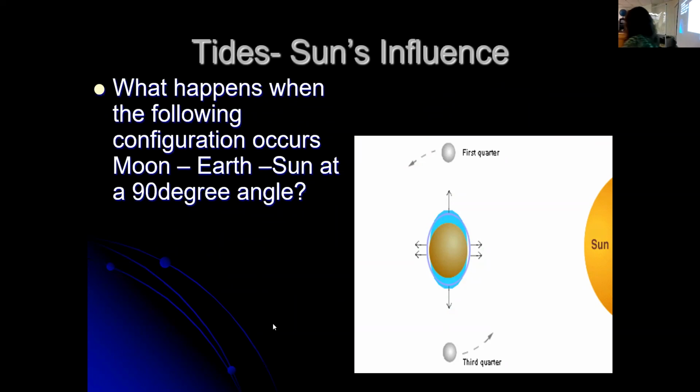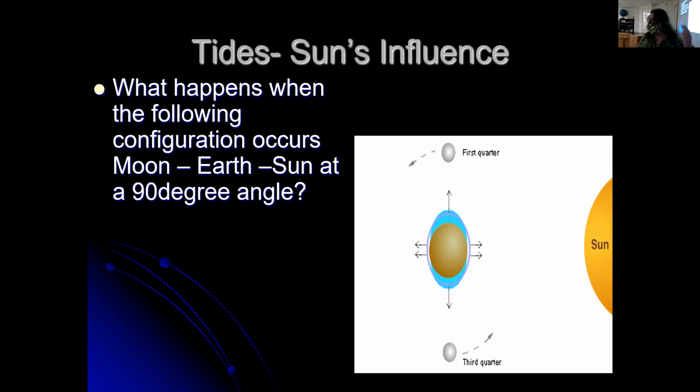let's see here. Lacey, why is my first quarter on top and my third quarter on bottom? Because what? I think you just said it. Where the sun is. Exactly, because the sun's on this side.